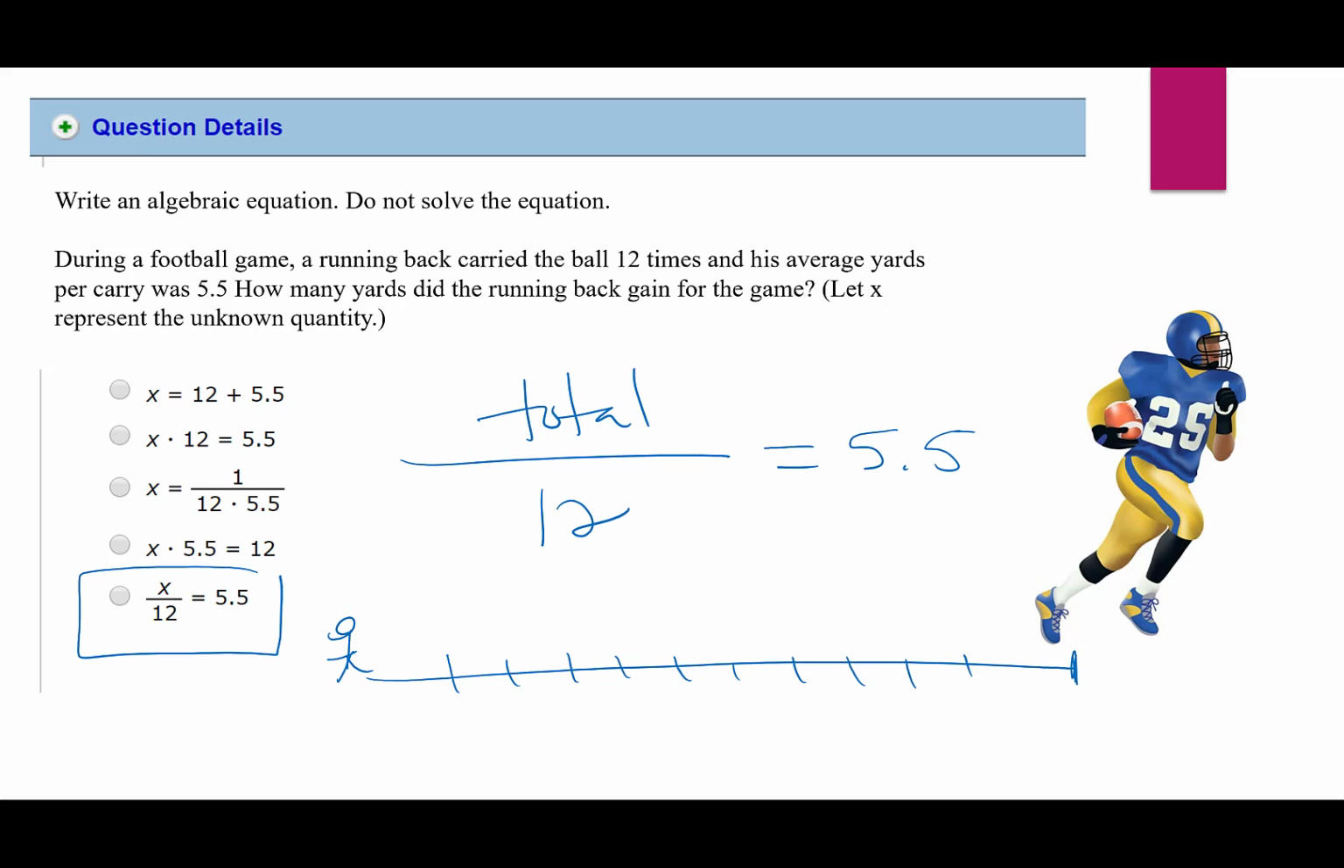A key word back in the problem is this word average. So you probably remember from a previous math class that the average is to add up the total of the numbers and divide it by how many numbers there were. So this football player had 12 runs. We add those amounts together, divide it by 12 to get 5.5.